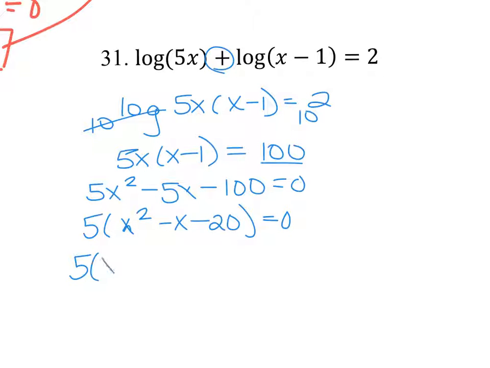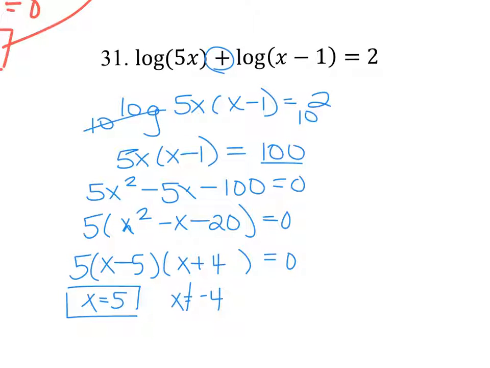So now I'm left with -5 and +4 factoring to 0. So x equals 5 and x equals -4. Since this is a logarithmic function, x cannot be negative, so x equals 5.